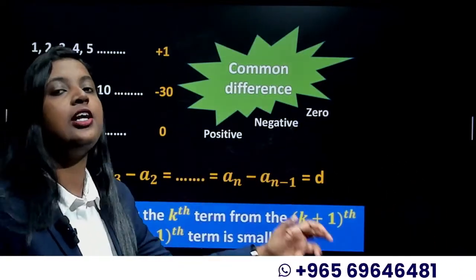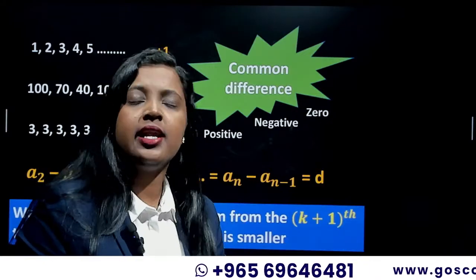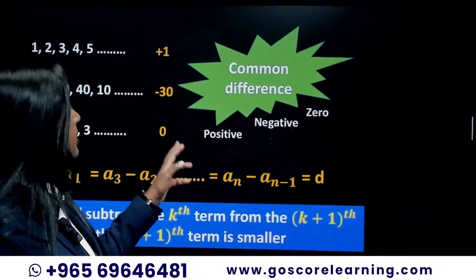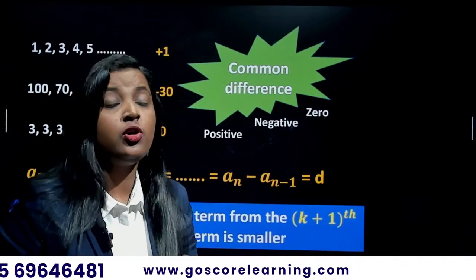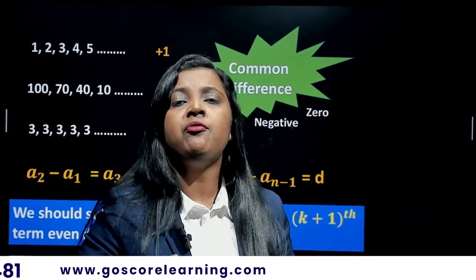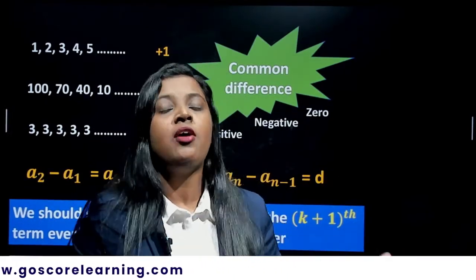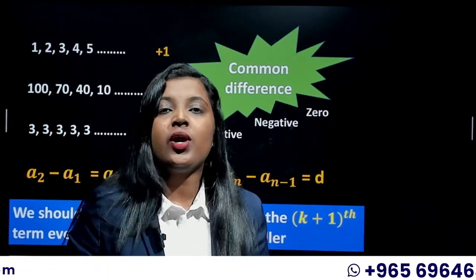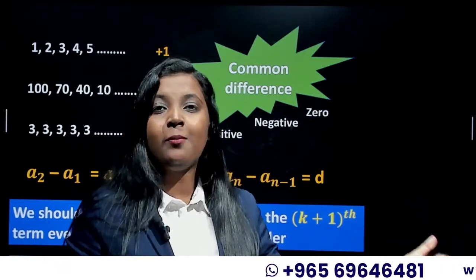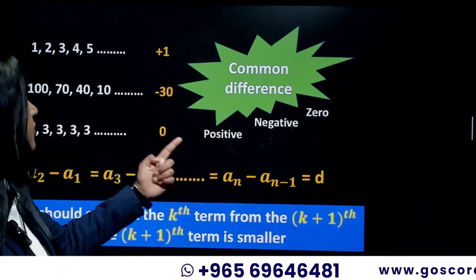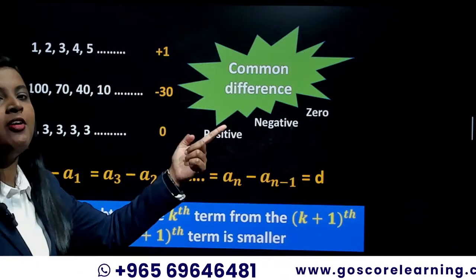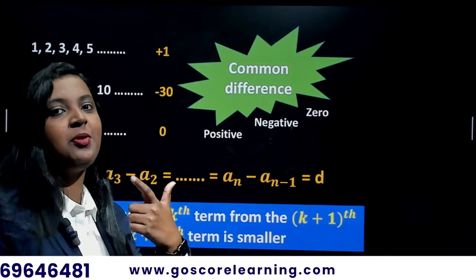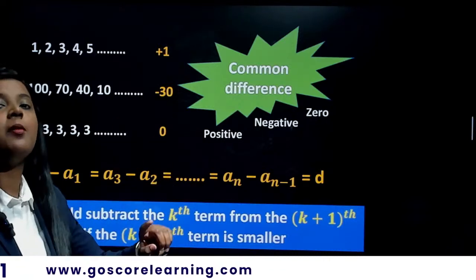Then the common difference: we add a common number to each and every term to obtain the next term. This common difference can be positive, negative, or even zero. If I write a series of numbers, say 1, 1, 1, 1, 1, 1, and ask whether this is an arithmetic progression, obviously the answer is yes, because the common difference is 0. See the example 1, 2, 3, 4, 5. The common difference here is 1, so we are adding 1, and the common difference is positive.